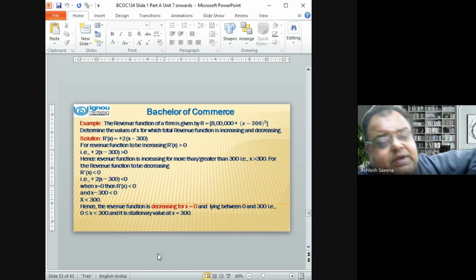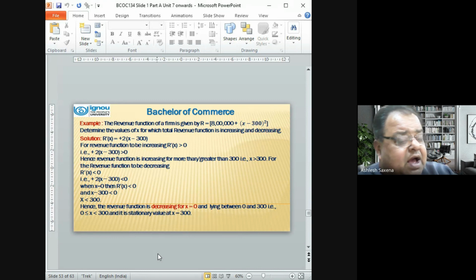So what we will be doing? We will be differentiating R. When we are differentiating R, that will become R dash is equal to 2 into (x minus 300). This is our derivative. If a function is increasing, the derivative will be greater than 0. And if it is greater than 0, it will be a value which is greater than 300. And if it is less than 300, it will be decreasing.